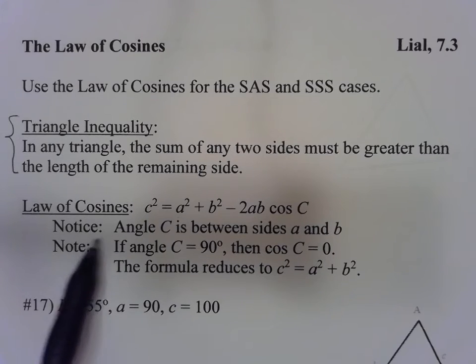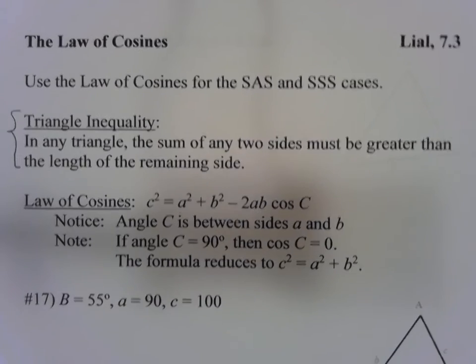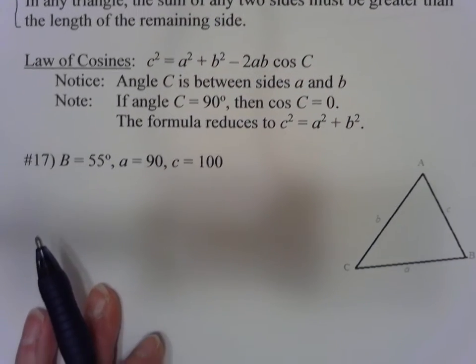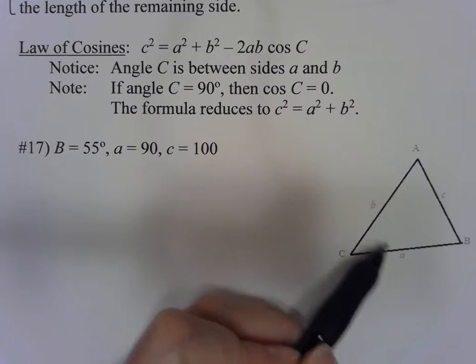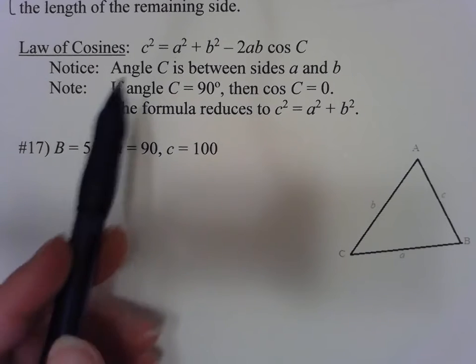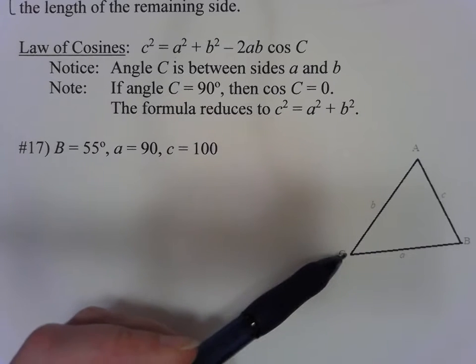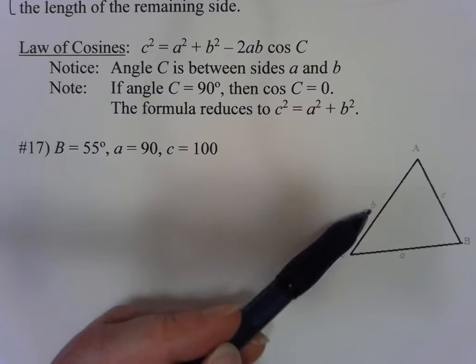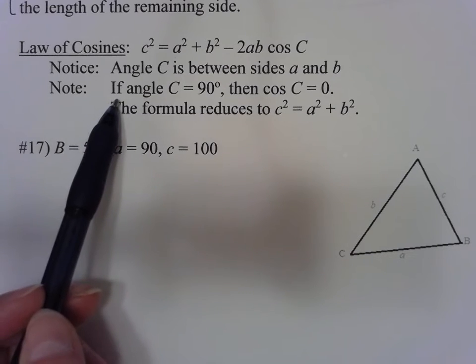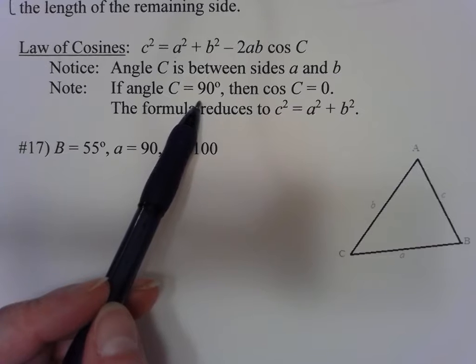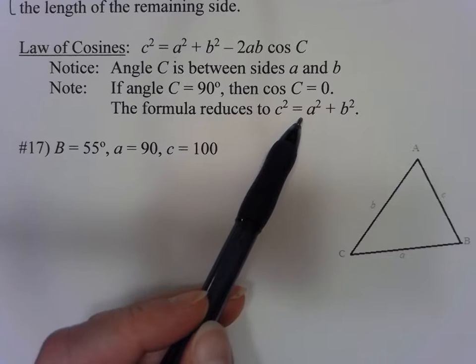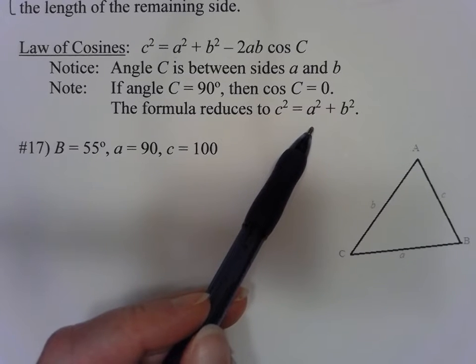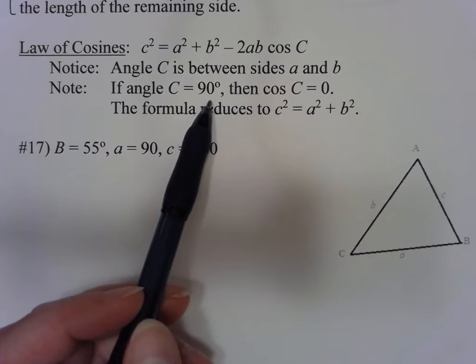Okay, and I just put some notes here. Here's a generic triangle that we're going to use just to give us a visual, but angle C is between sides A and B. And so the law of cosines really only works when that's true, when I have an angle in between the two sides. If angle C is 90 degrees, cosine of 90 degrees is 0. So then that reduces basically to the Pythagorean theorem. Remember, the Pythagorean theorem only applies to right triangles, so that kind of makes sense.